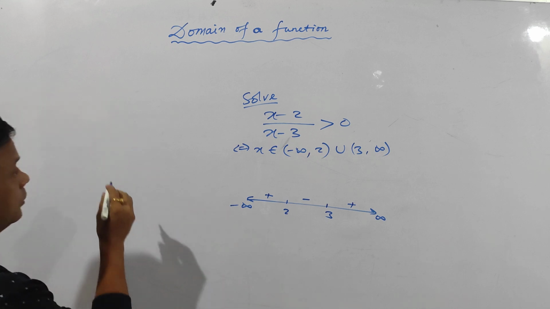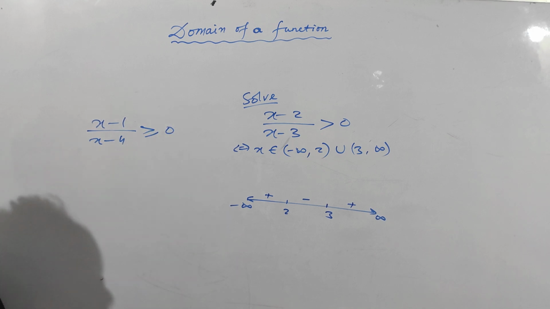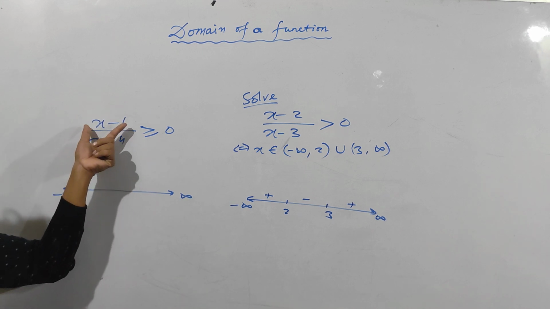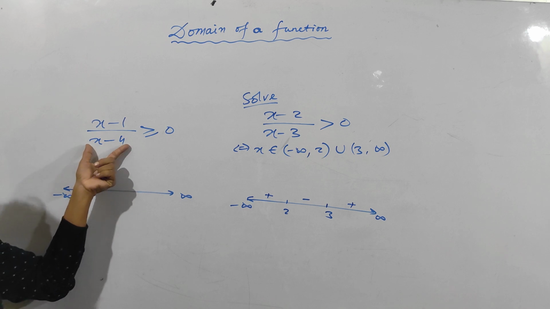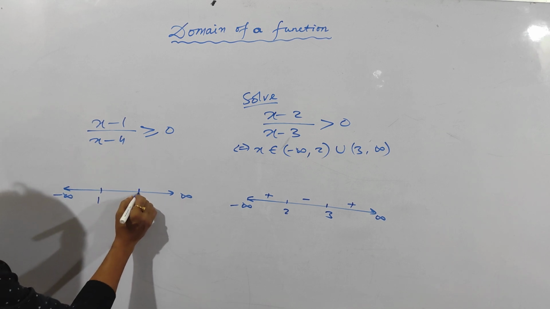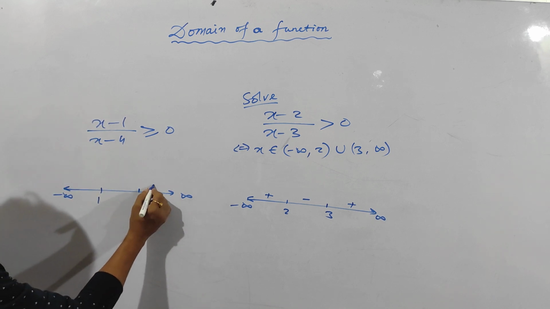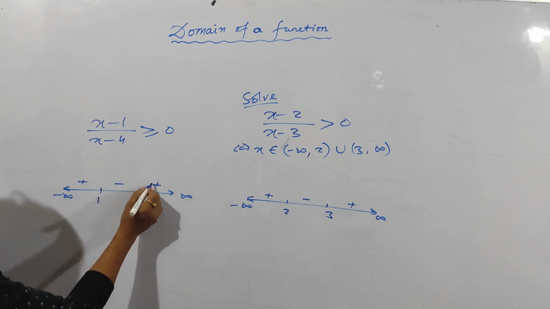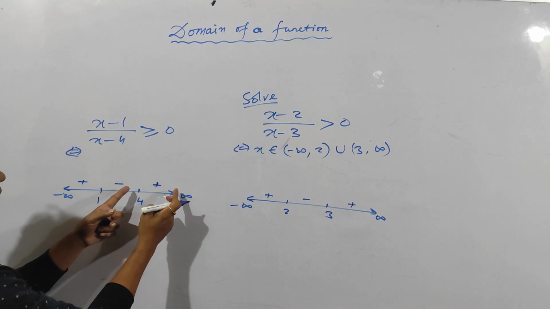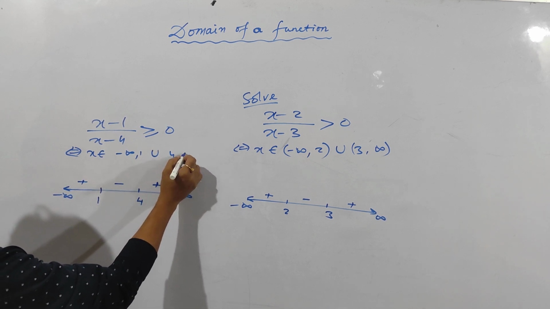Clear? Now, another question. (x minus 1) by (x minus 4) is greater than or equal to 0. How to solve this one? Okay, see here. This one is infinity, this one is minus infinity. So x minus 1 equal to 0, x is equal to 1. x minus 4 equal to 0, x is equal to 4. That means 1 and 4 are the critical points. So write 1 here, write 4 here. Coefficient of x is positive, here the coefficient of x is positive, so positive by positive is positive. Take it as positive, this is negative, this is positive. Your requirement is positive, that means this interval or this interval. That means x belongs to minus infinity to 1, union 4 to infinity.